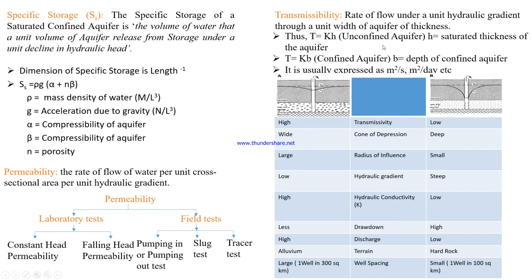Transmissivity for the total aquifer is the rate of flow under a unit hydraulic gradient through a unit width of the aquifer thickness. Here T is equal to K into H, where H is the thickness of the saturated zone in the unconfined aquifer. T is equal to K into B for the confined aquifer, where B is the thickness of the confined aquifer. You have to remember that. It is usually expressed in meter square per second or meter square per day.